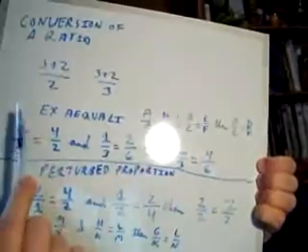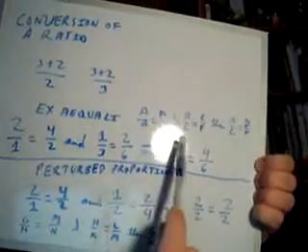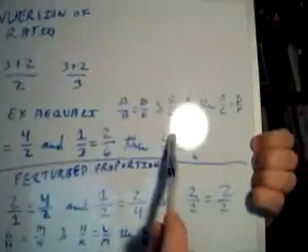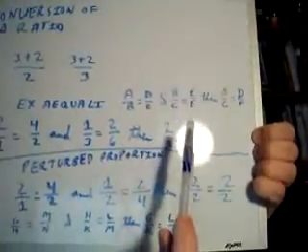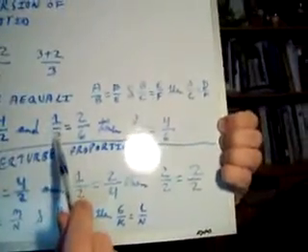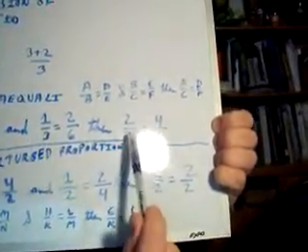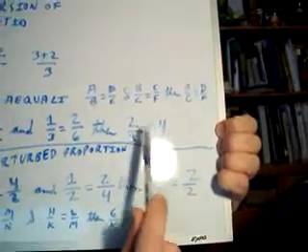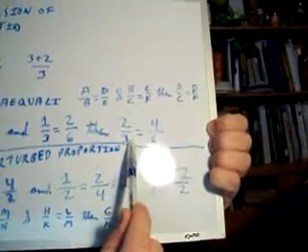So what do we do? Well, we take the 2 over here and place it over here. Then we're going to take the 3, see this 3 right here? We're going to take it and place it right here. So this is a new antecedent, this is a new consequent.